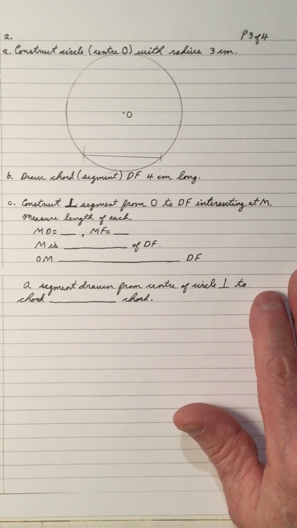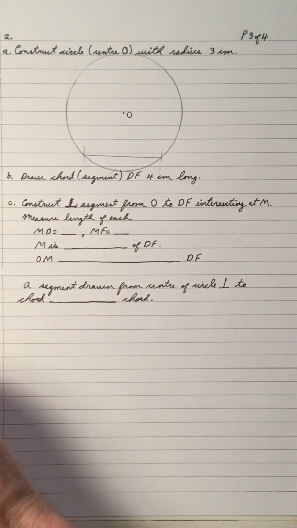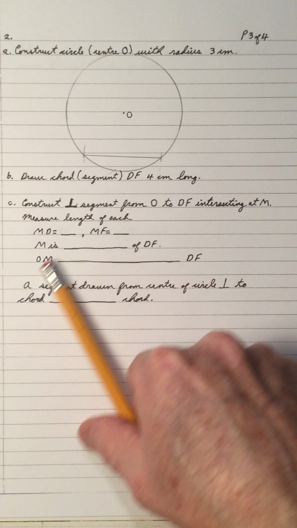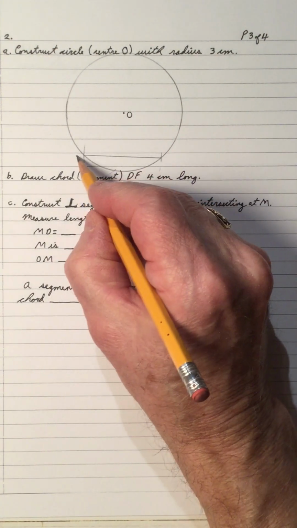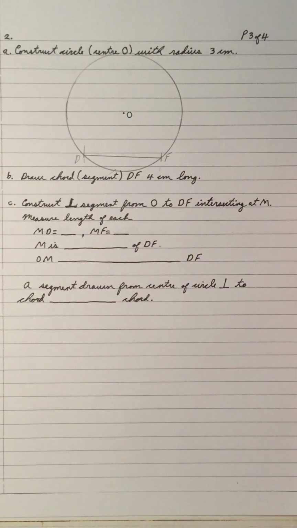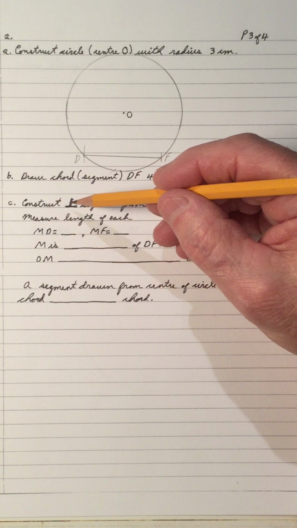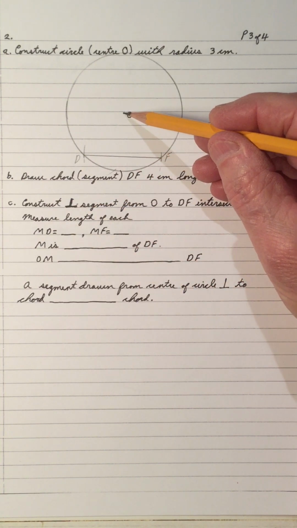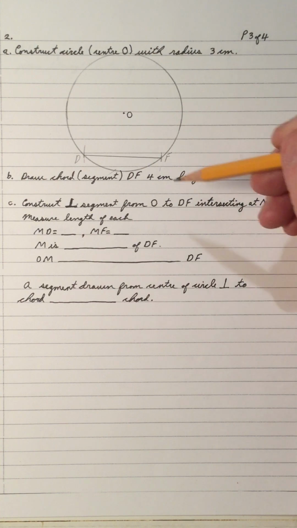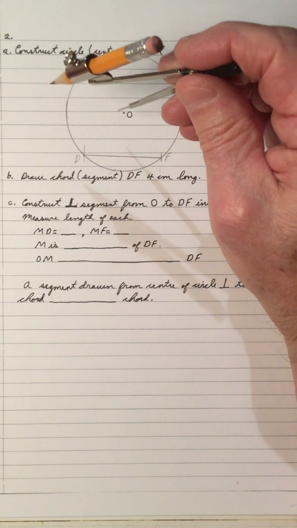Next, it says construct a perpendicular from O. Construct a perpendicular from O to, oh, I didn't label, let's mark D and F as these 2 points. The chord is DF. It says construct a perpendicular from O, which is the center, to the chord DF, intersecting at M, a perpendicular. So how do I draw a perpendicular to a line from a point not on the line?